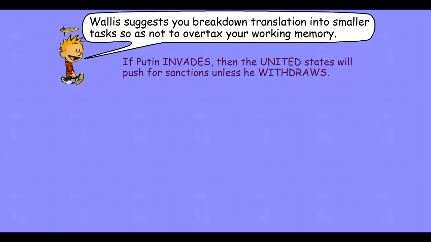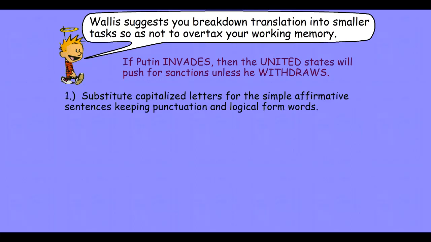So the first thing we'll want to do, we want to take those capitalized letters. Those will give us our capital letters for our individual simple statements. We'll substitute in those capitalized letters for our simple statements. We'll leave in all of the punctuation and all of the logical form words. So we get, if I, for Putin invades, then the United States will push for sanctions, U, unless W, he withdraws. So now we've got our simple statements, we've got our logical form words.